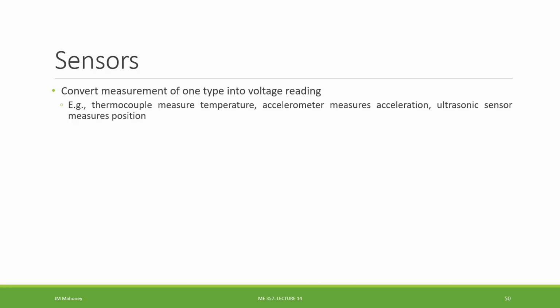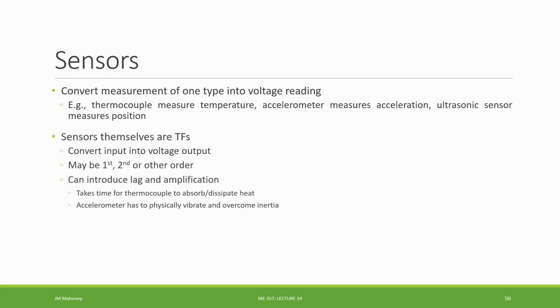So the voltage we're reading is going to be dependent on the temperature that the thermocouple is sensing, or the acceleration that the accelerometer is sensing. But we can have all types of other sensors as well to measure various quantities. Now again, these sensors are taking some input and then making some output. So they themselves are going to be a transfer function. The input is the quantity they're measuring, again like temperature or acceleration, and then it goes through the sensor and gives some output based on that input that we read typically as a voltage.